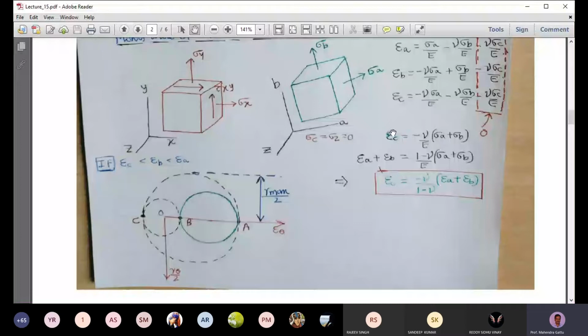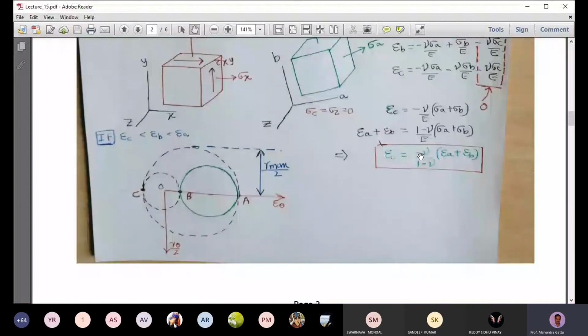So we can divide LHS by LHS, RHS by RHS, and we'll get epsilon A by epsilon A plus epsilon B, and minus nu by 1 minus nu, and then we can send epsilon A plus epsilon B to the right. So this is what we have. So epsilon C, that is the strain in the Z direction, is minus Poisson ratio by 1 minus Poisson ratio times epsilon A plus epsilon B.